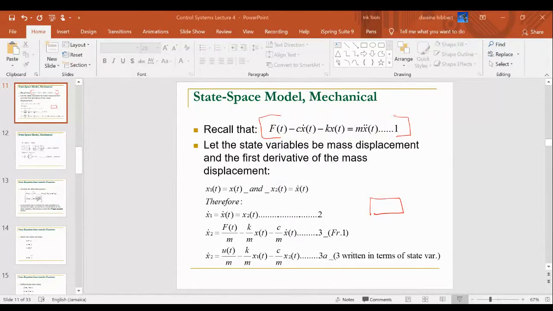Sir, this is referring to Newton's second law, where the net force on a system is equal to the product of the mass and the acceleration of an object. Thank you very much. That's exactly what is happening.